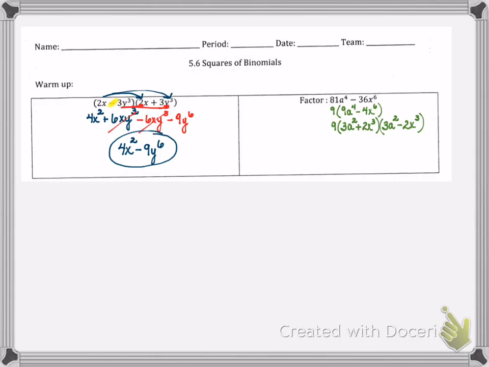On the second warm-up problem, make sure that you're pulling out a common factor of 9 first, leaving us with two terms in parentheses, 9a to the fourth minus 4x to the sixth, which is a difference of squares. When you take the square root of 9, you get 3. Square root of a to the fourth is a to the second power. So we need both a positive, a sum, and a subtraction, a negative.